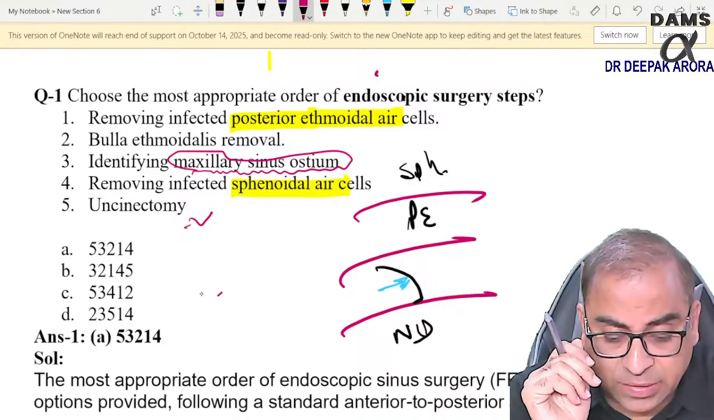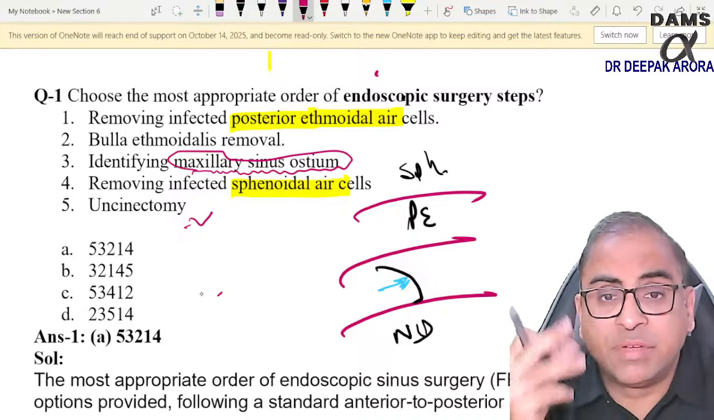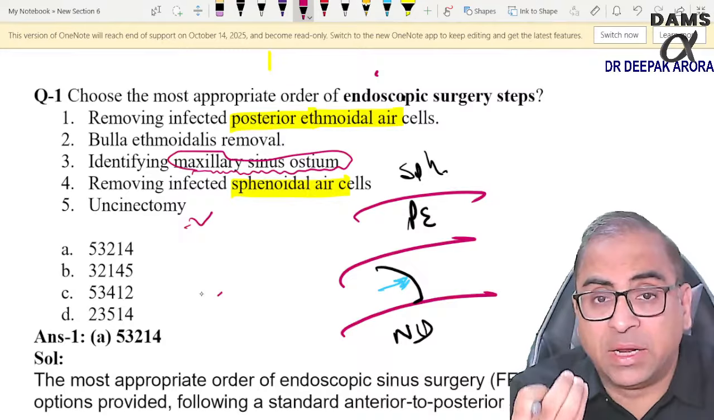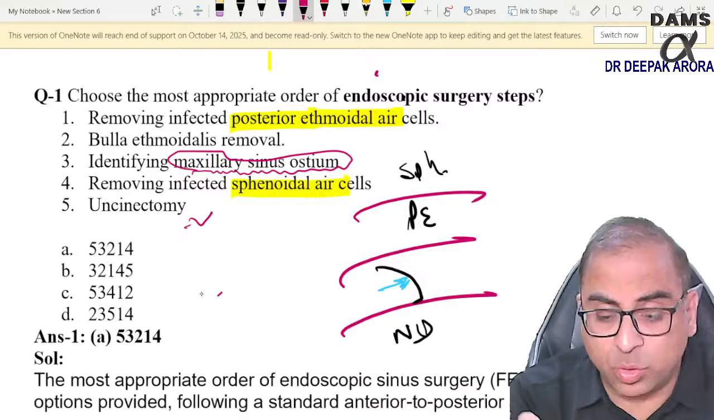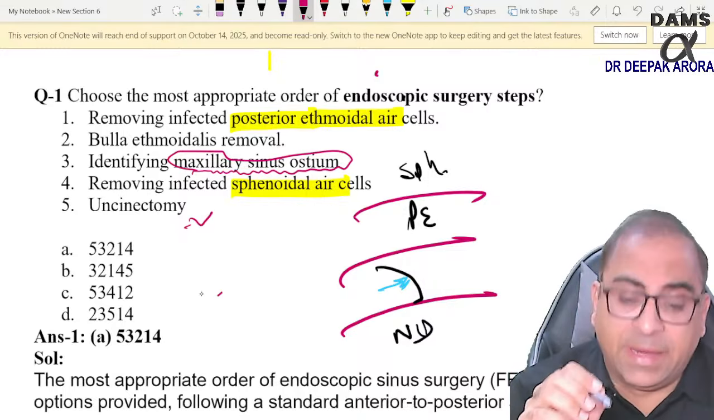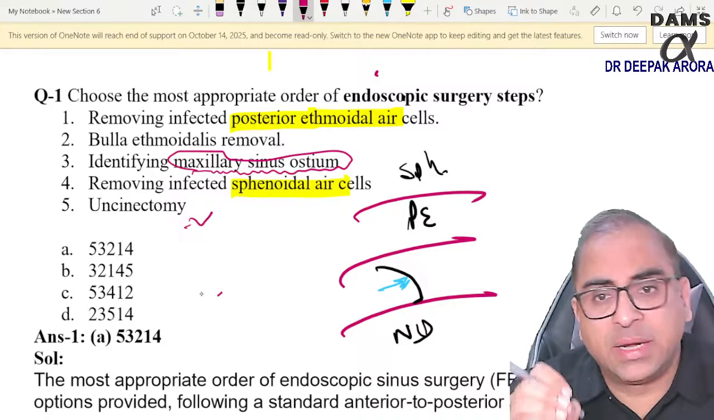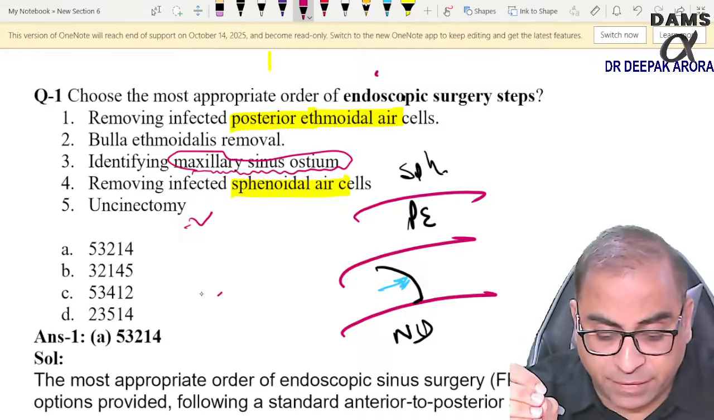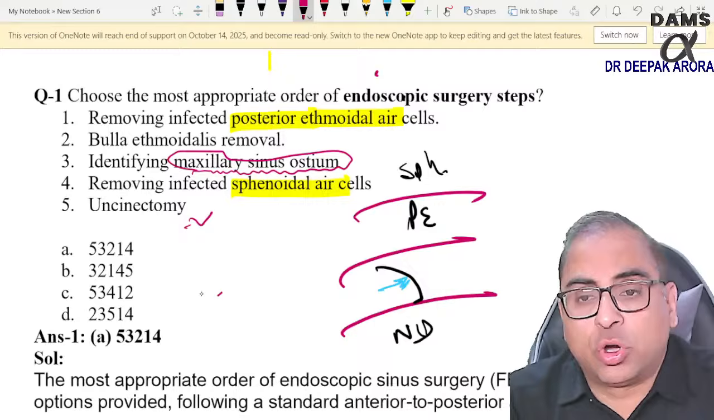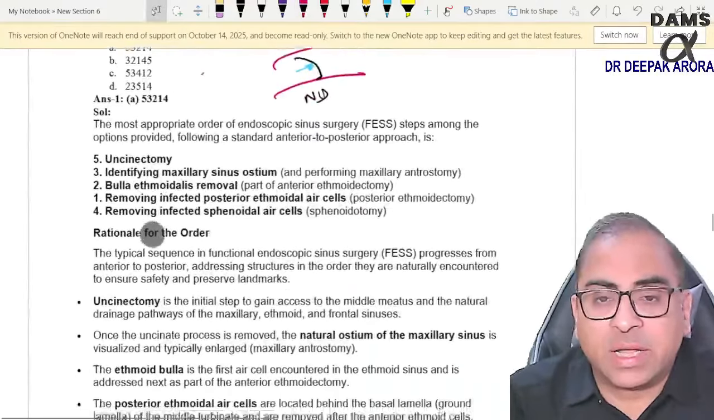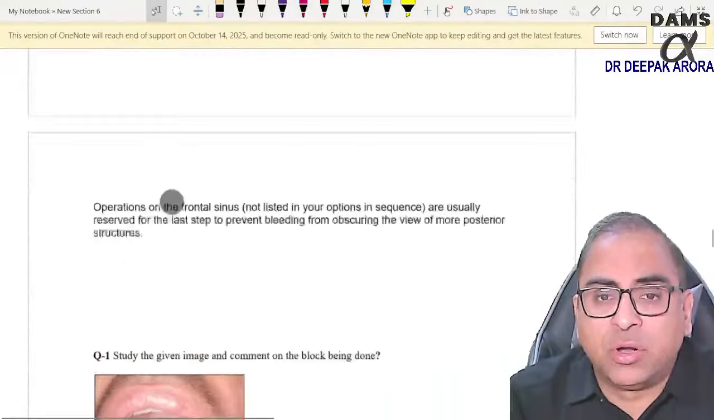What is the largest air cell? Dr. Ashish, beta, reply. Which is the largest air cell? Lowermost, largest, bulla ethmoidalis. So we will remove the infected part of the air cell. The number 2 will be there, and then it will be your posterior ethmoidal cell, and finally it will be your sphenoid. So these are the important steps for endoscopy.